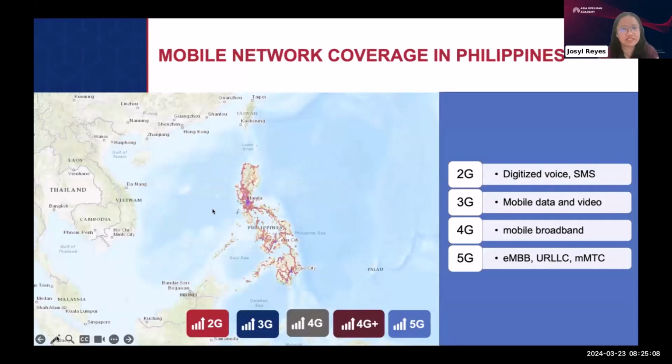Okay, so first of all, let's have a review of the radio access network, particularly in the context of the Philippines. You may remember a figure similar to this one on the left in the previous week's webinar, wherein there is some mobile network coverage depending on the technology. We have 2G, 3G, 4G, 4G plus, and 5G.